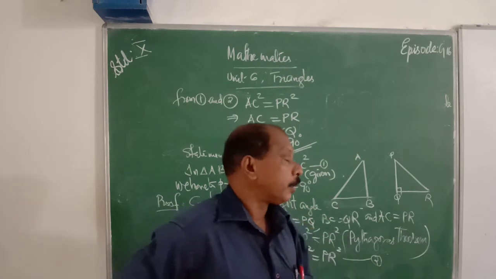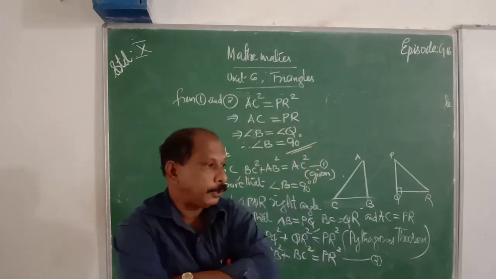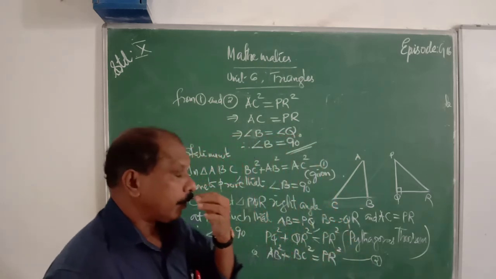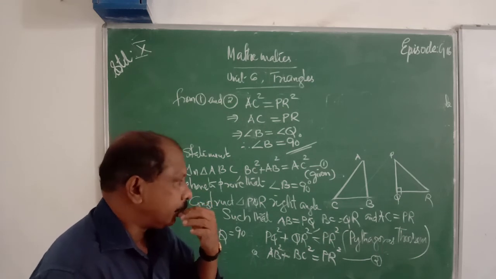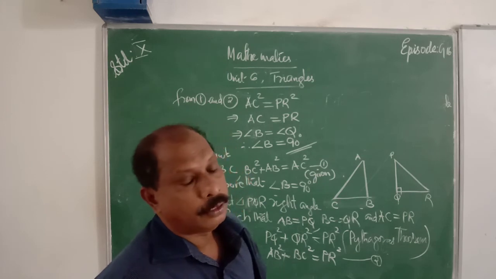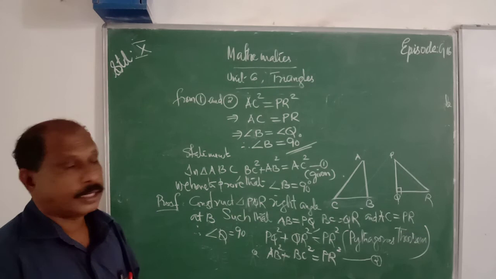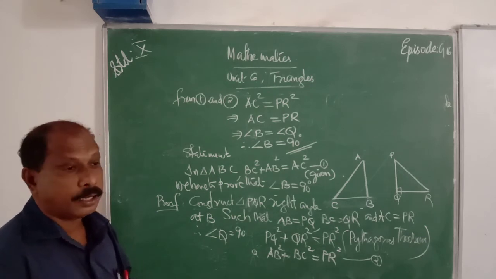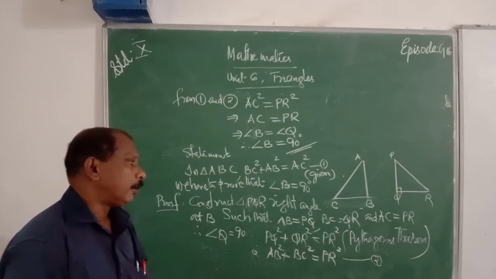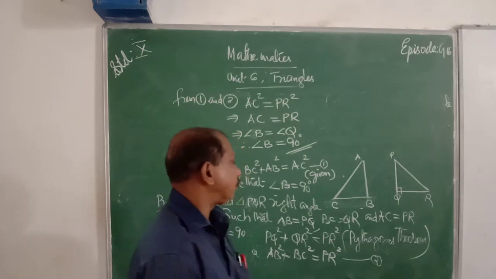To prove that one, let us consider triangles ABC and PQR. In triangle ABC, given that AB square plus BC square is equal to AC square. We have to prove that angle B is equal to 90 degrees. Then construct a triangle PQR, right angled at Q, such that PQ is equal to AB, QR is equal to BC, and PR is equal to AC.